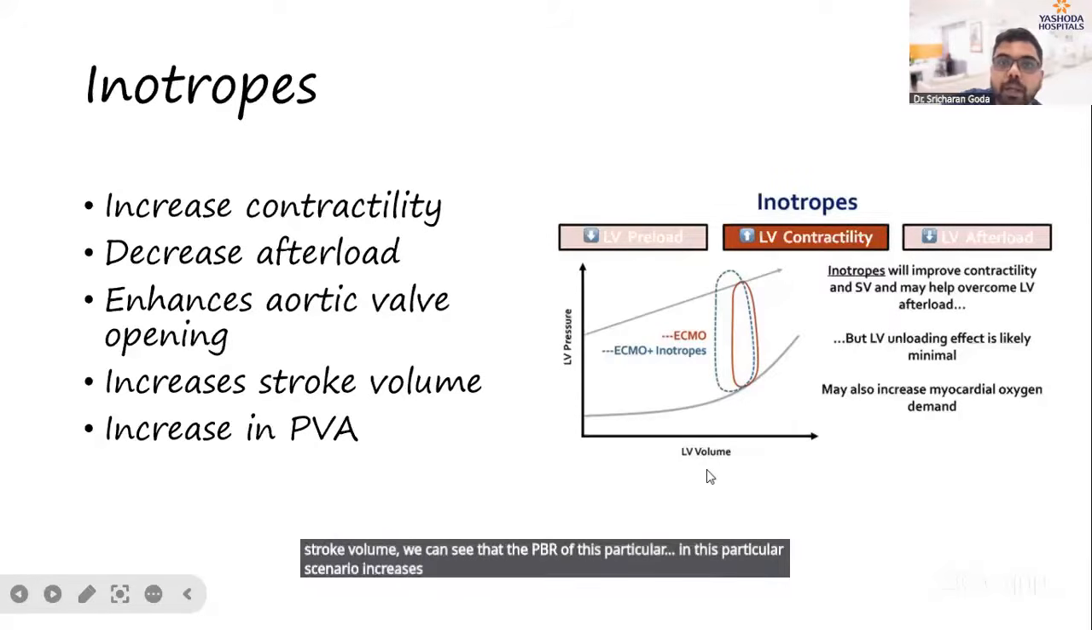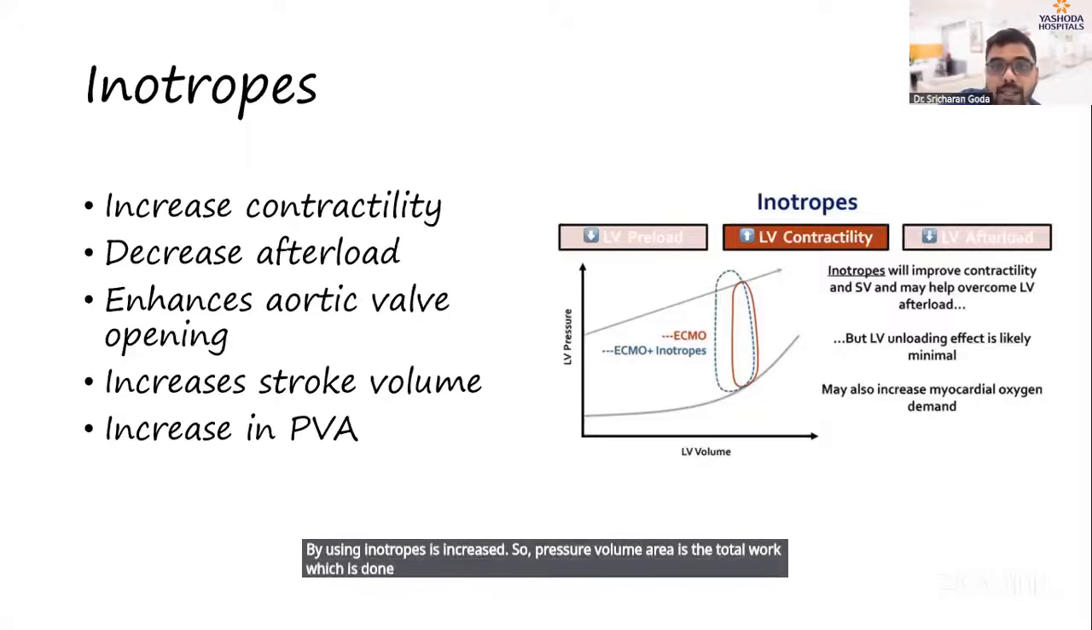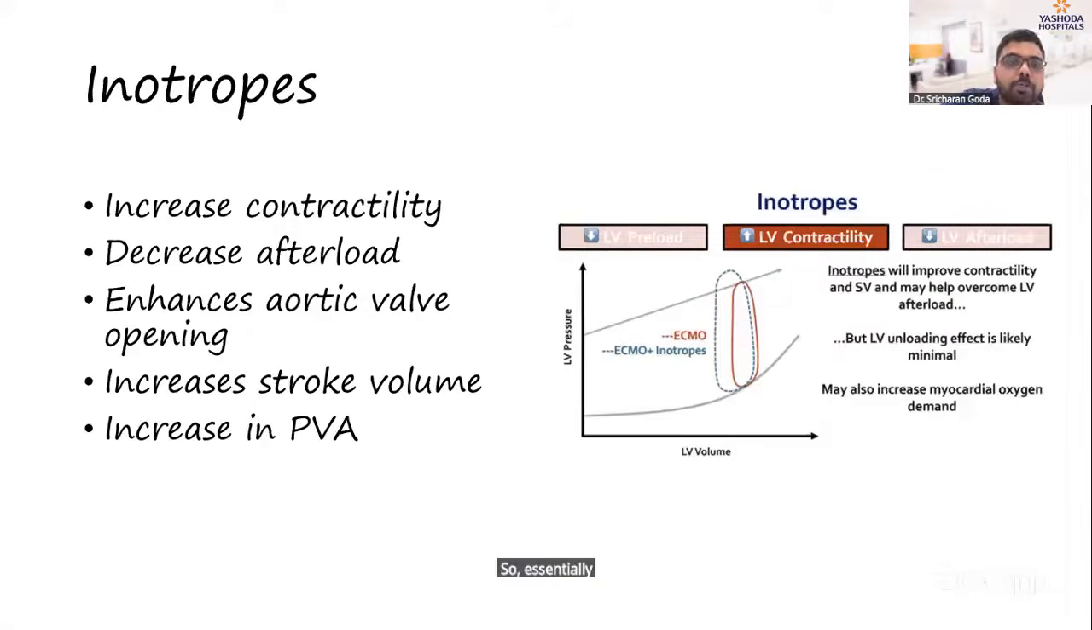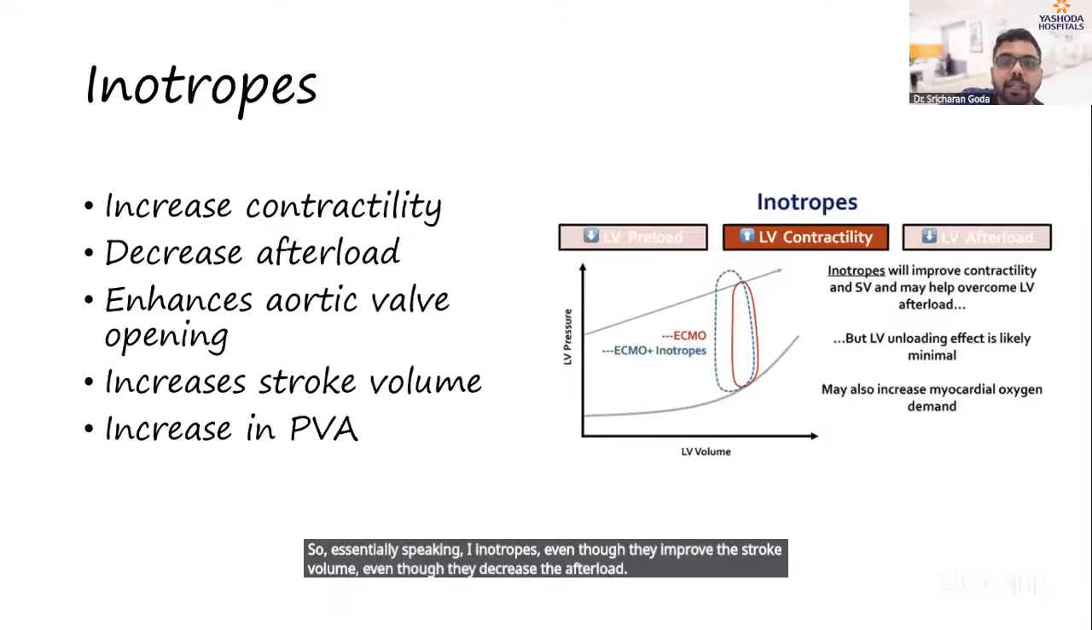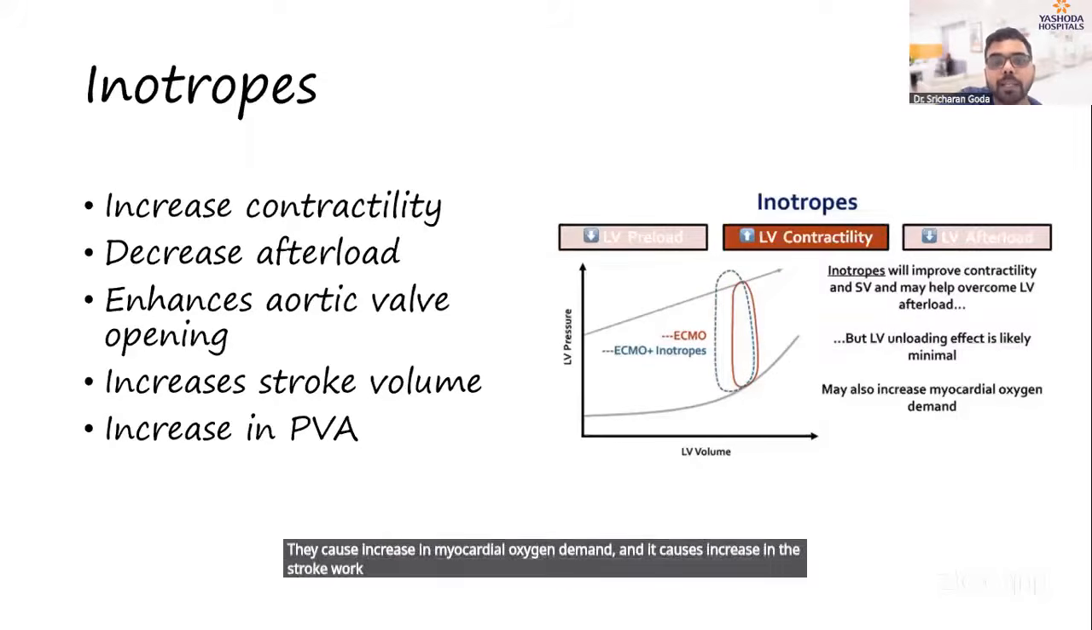However, because of the increase in contractility and stroke volume, the PVA, the pressure volume area in the pressure volume loop, is increased by using inotropes. The pressure volume area is the total work done by the myocardium, and hence it is directly proportional to the myocardial oxygen demand. So even though inotropes improve the stroke volume and decrease the afterload, they cause an increase in myocardial oxygen demand, an increase in stroke work, and an increase in the potential energy of the myocardium.